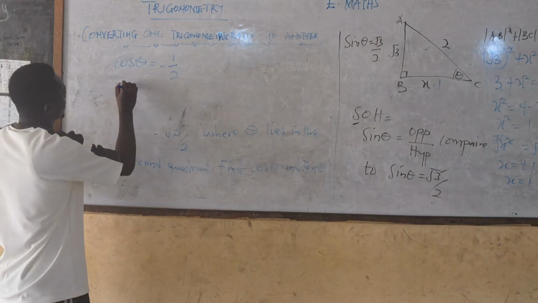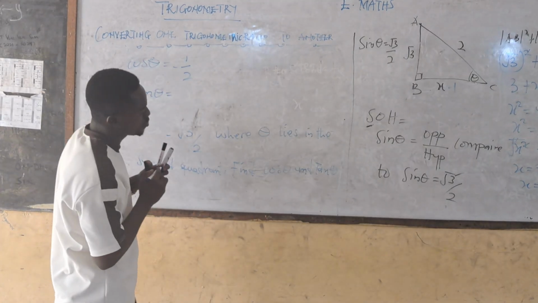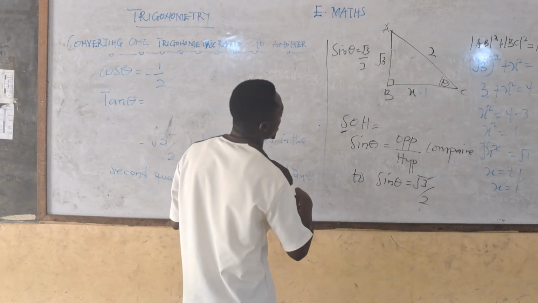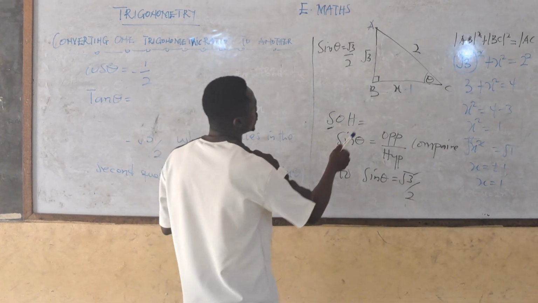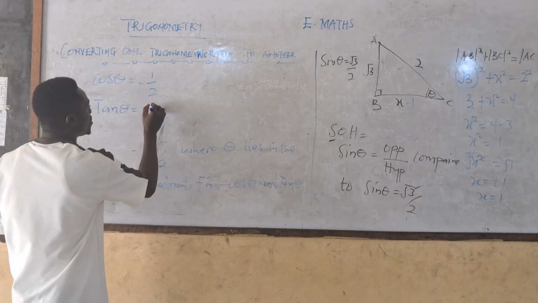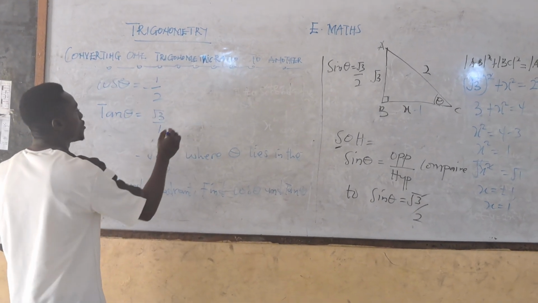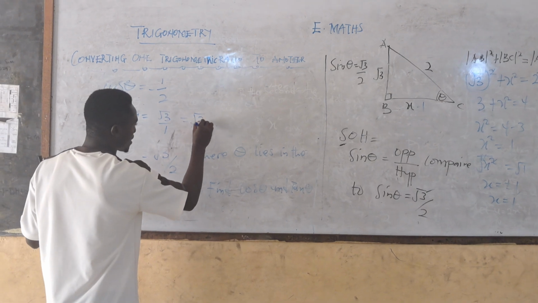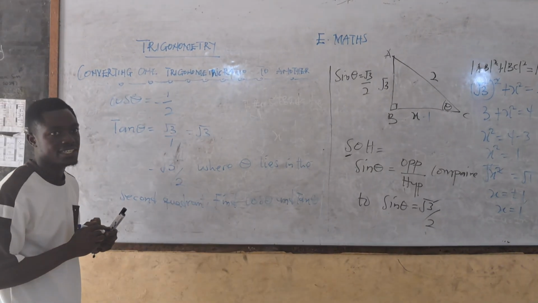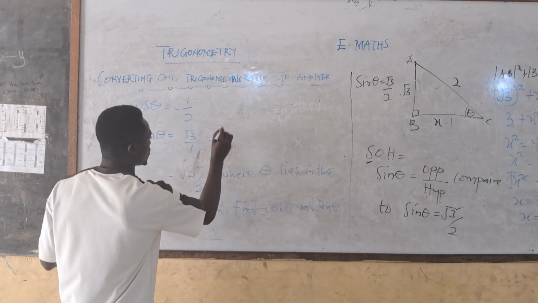Then tan theta will be equal to opposite over adjacent. So we know opposite over adjacent becomes root 3 on 1, which is equal to root 3. But note, in the second quadrant, tan is still negative. Tan also is negative.